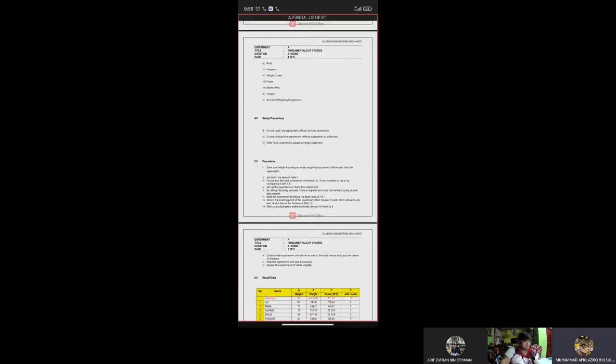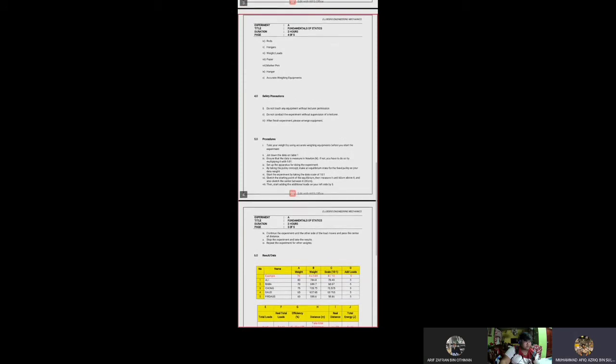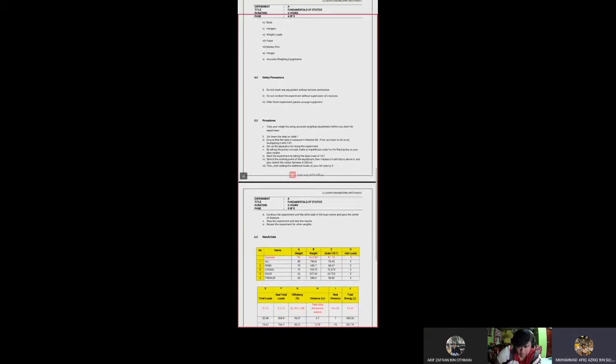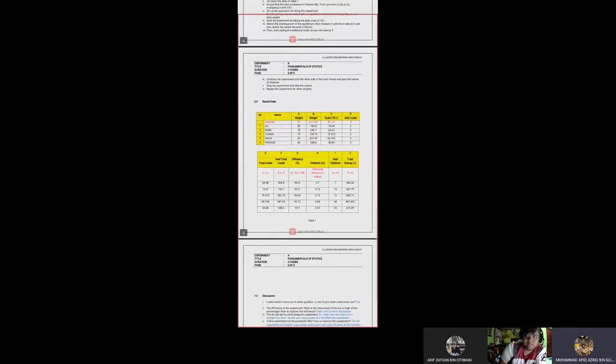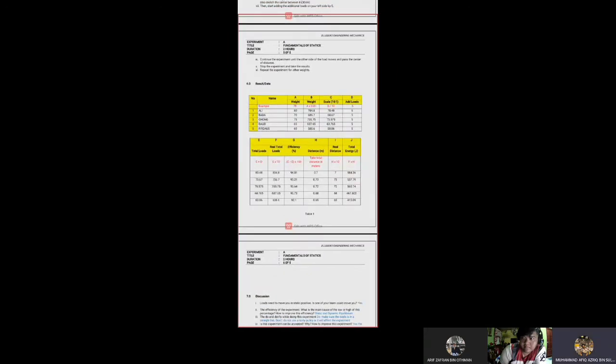Set up the apparatus for doing the experiment by using the pulley concept. Make an equilibrium state for the fixed pulley with your weight data. Start the experiment by taking the data with a scale of 10 to 1. That's the starting point of the pulley. Then measure it until 60 cm. Then start adding the additional load on the left side. Result, data kita dapat. Okay.